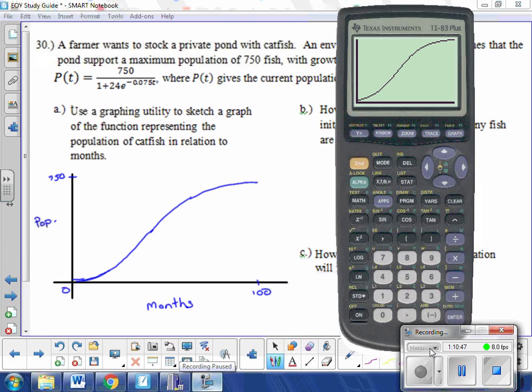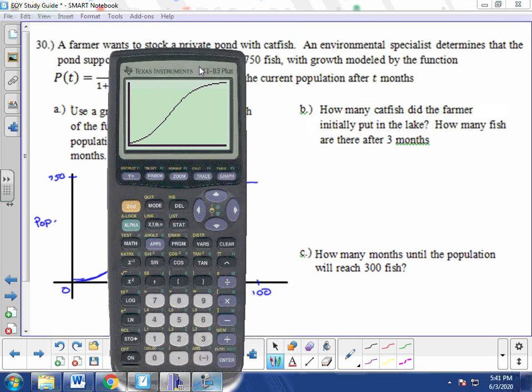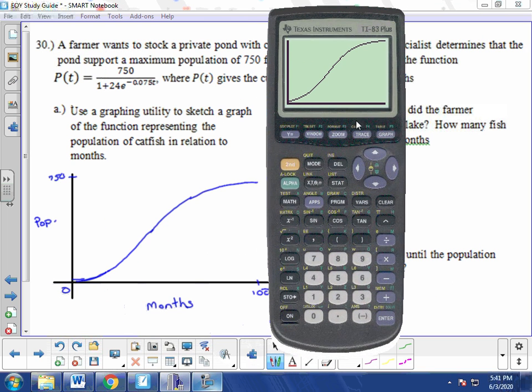So there I have a representation of the graph. Again, not perfect, rough sketch. Got some labeled points there. Part B says, how many catfish did the farmer initially put in the lake? So this is going to be our y-intercept. So this is actually really quick to find. If I hit second trace, I can type in any x value, and I can type in a 0. So when x is 0, that's my y-intercept. It's going to be 30.